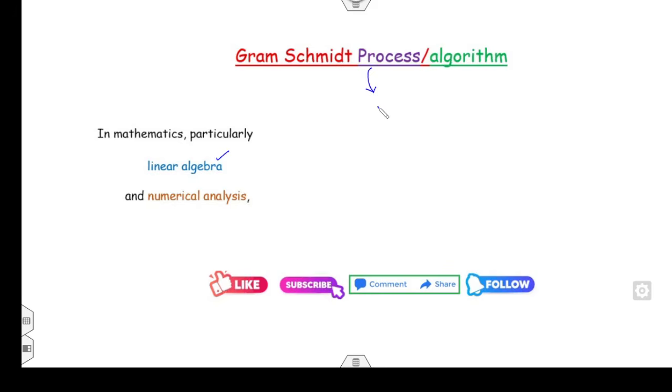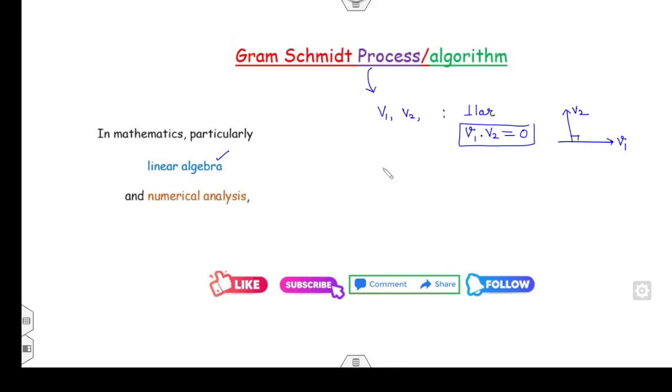Suppose you have the vectors v1, v2. Then you can easily check when they are said to be perpendicular. How can you check about the perpendicular? We know if the vector v1 dot v2 is 0, then the two vectors, v1 and v2, are perpendicular.